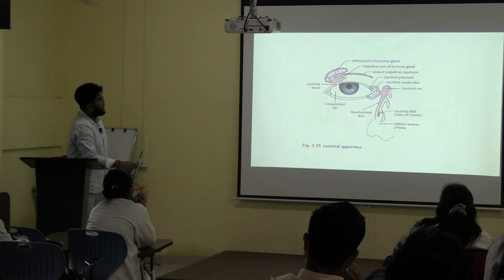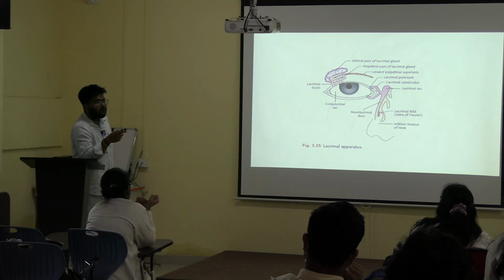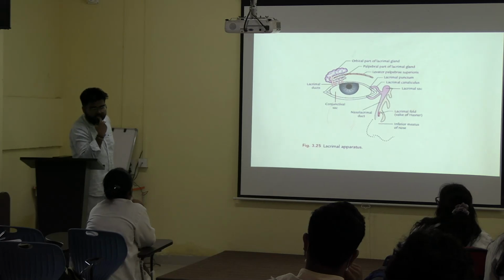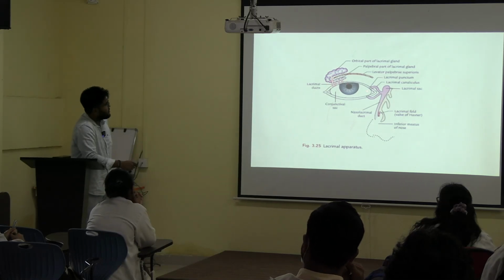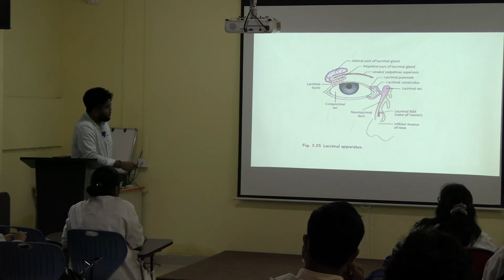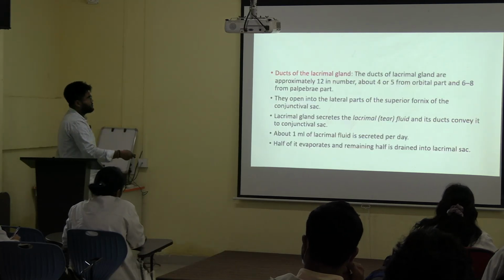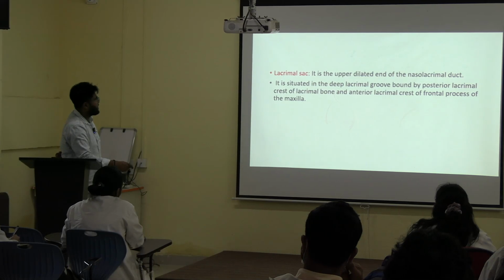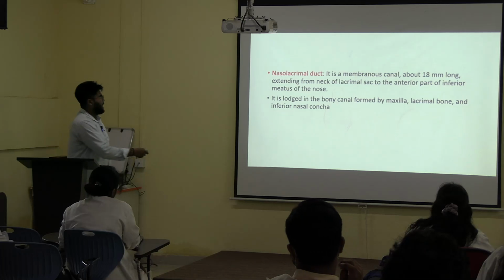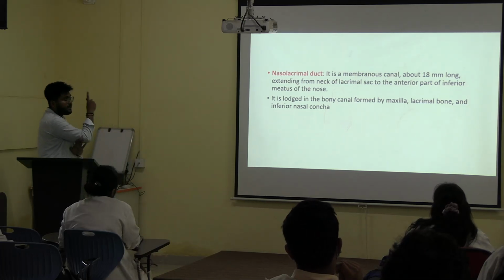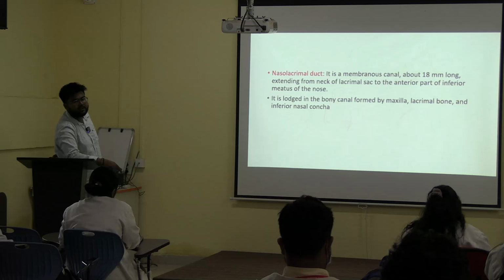But in case of hypersecretion, there is one situation. You see, if tears come, they also come out of the nose. So this is the reason. If hypersecretion is done, it goes to the lacrimal puncta, then the lacrimal canaliculi, the lacrimal sac, and to the inferior meatus of the nose by the nasolacrimal duct. Next, the nasolacrimal duct is a canal-like structure, 18 centimeter long, extending from the neck of the lacrimal sac to the inferior meatus of the nose.